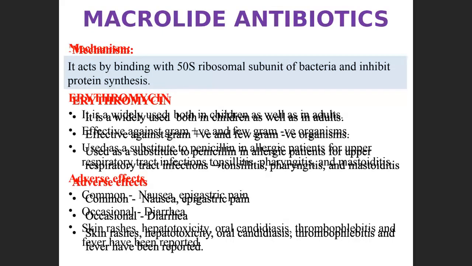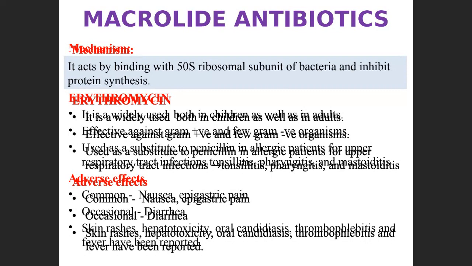Now, what is their mechanism? They act on the 50S subunit of the bacterial ribosome and inhibit protein synthesis. First, we will see erythromycin. Erythromycin is used for adults as well as children, and it is good against gram positive and gram negative. The most important point for this drug is that it can be used for people who are sensitive to penicillin. People who develop hypersensitivity reactions against penicillin can use this drug as a substitute, and it can be used for upper respiratory tract infections such as tonsillitis, pharyngitis, mastoiditis, etc.